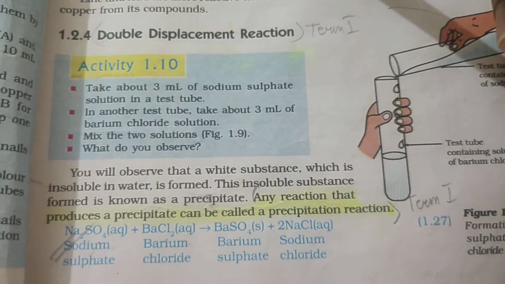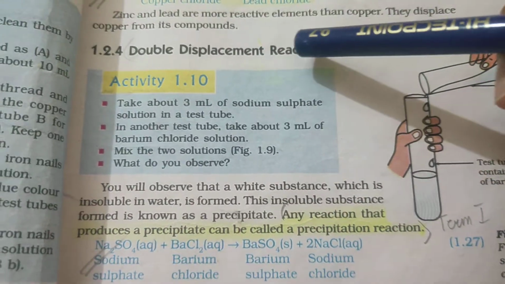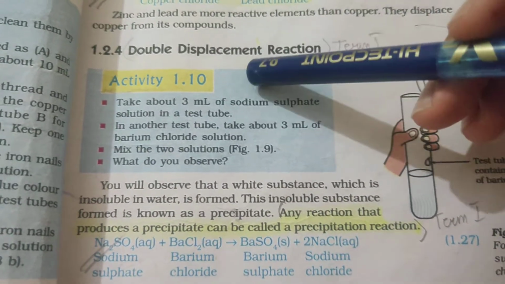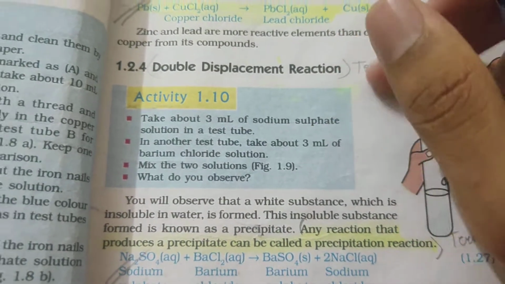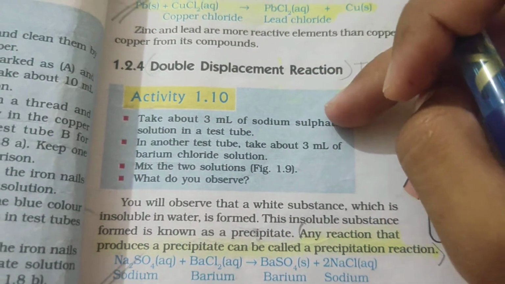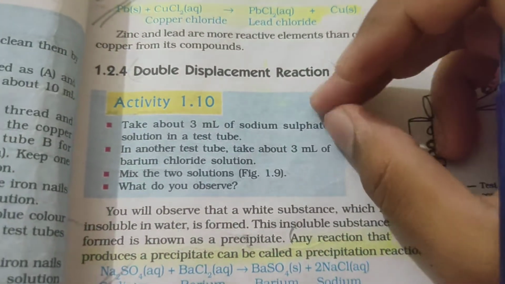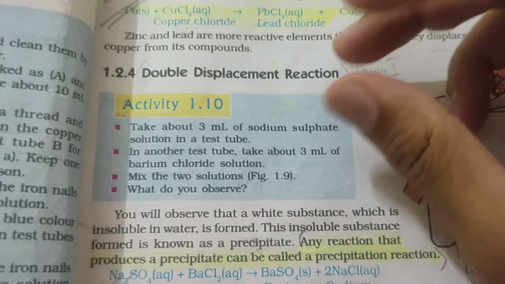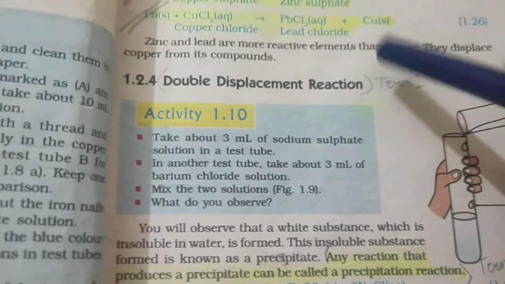Double displacement reaction. This is double displacement reaction. Take about 3 milliliter of sodium sulfate solution in a test tube. Sodium sulfate, Na2SO4, and to be specific, sodium chloride is nothing but your common salt that you use in your veggies and your food. That's NaCl, and this is sodium sulfate, right?